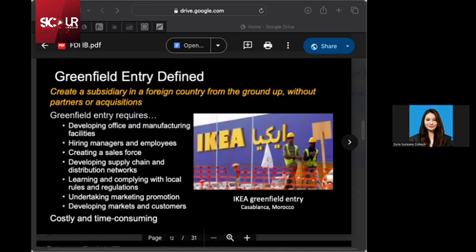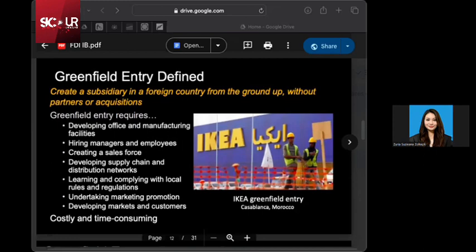You might require a license, you might require, what do you call it, an assessment and so on. And then undertaking marketing promotion, because you might have a great market or a great branding in your home country, but you come to another country with a new brand, so you have to undertake marketing promotion rather than acquisitions and mergers, because that is already known, right?